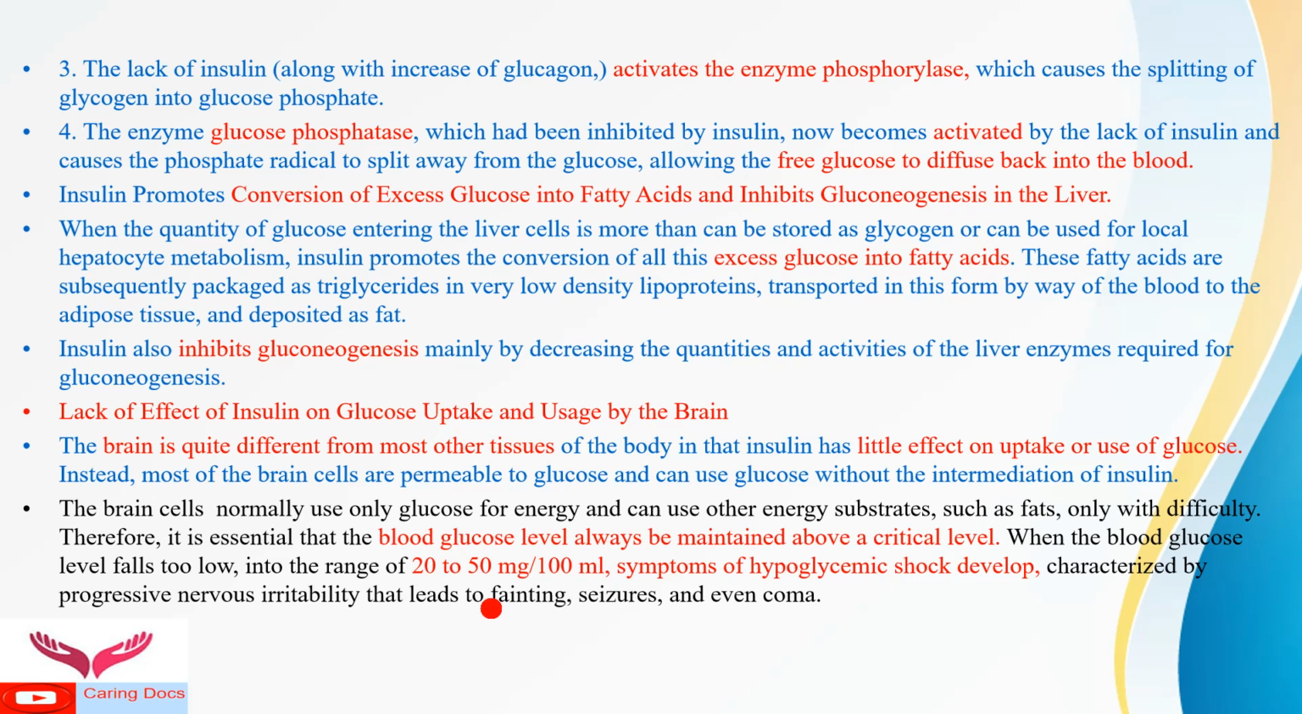Therefore, it is essential that blood glucose levels always be maintained above the critical level. When the blood glucose level falls too low, that is in the range of 20 to 50 milligrams per 100 ml, the symptoms of hypoglycemia like nervous irritability leading to fainting, seizure, and even coma can occur.